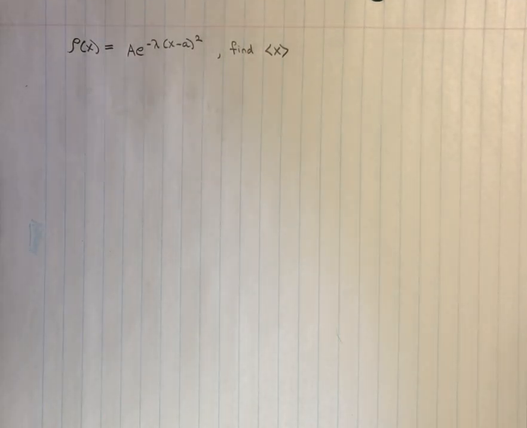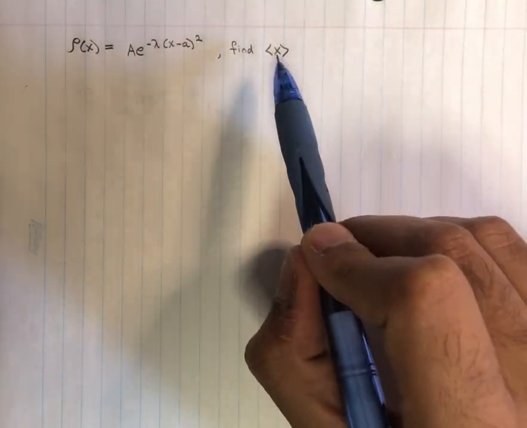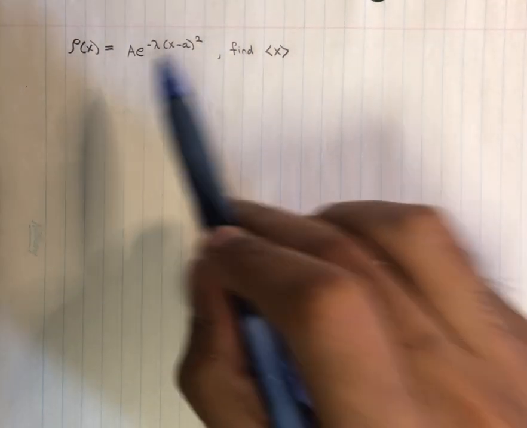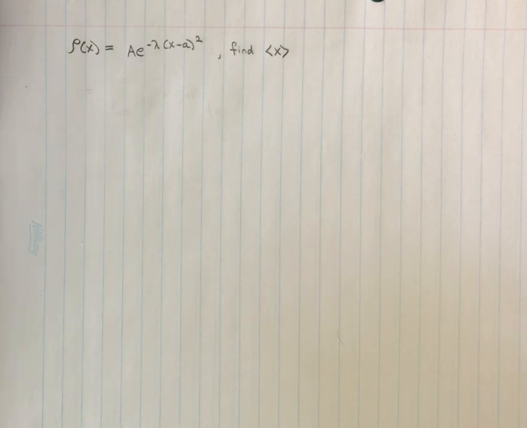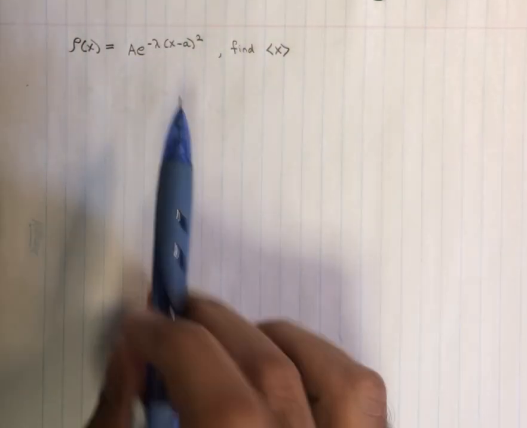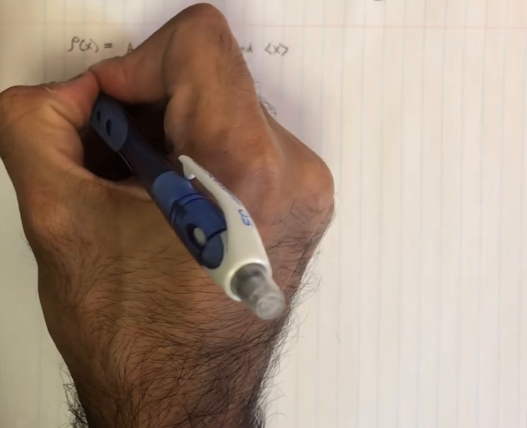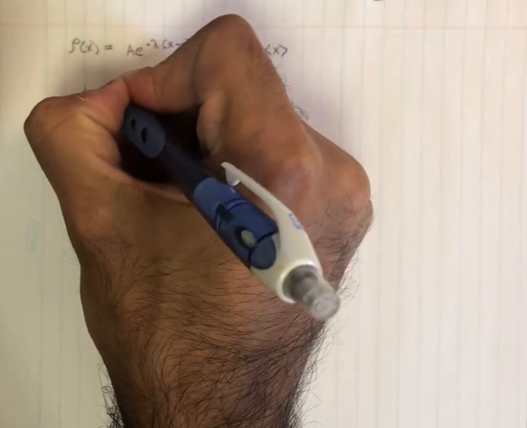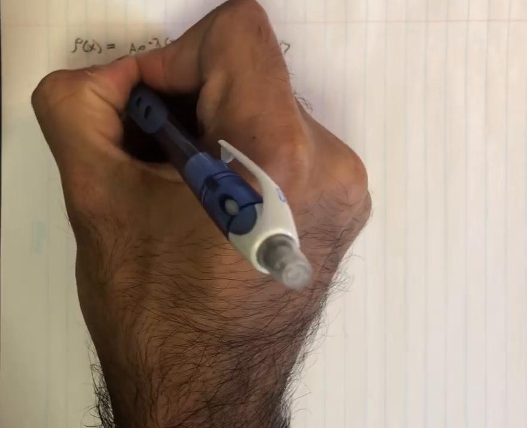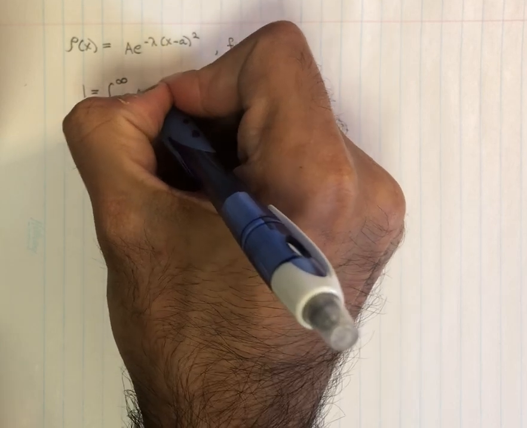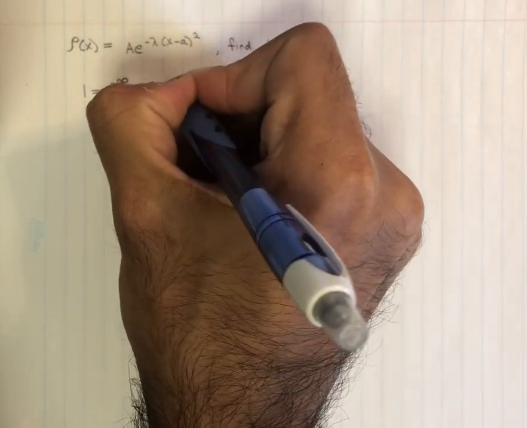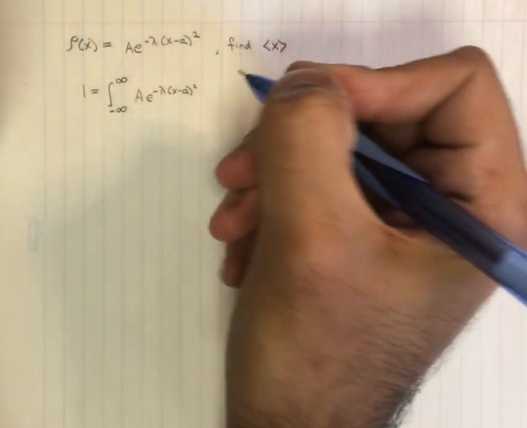Hello, so today we're going to look at a quantum mechanics question where we have to find the expectation value of x of this function. So the first thing we're going to need to do is to normalize for our value of a. So we know that the sum over the entire space should equal 1. So 1 is equal to the integral from minus infinity to infinity of a e to the minus lambda (x minus a) squared.